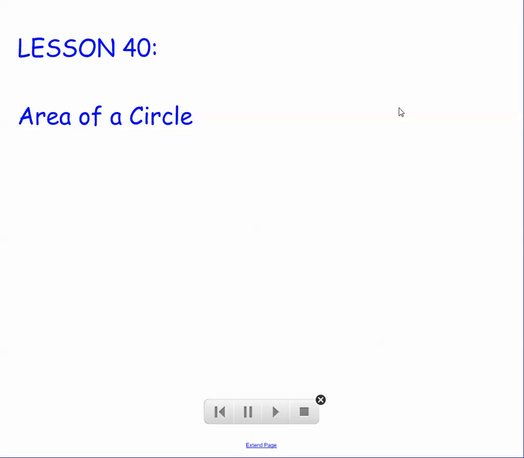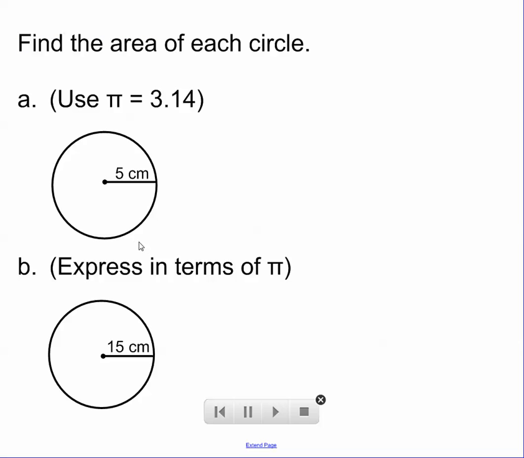Okay, today we're going to do a little bit more with area of a circle. So let's start off here, giving you the formula for area of a circle. It's pi times the radius squared. Pretty simple. We've talked about it a little bit before. Find the radius, square it, multiply it by pi. Okay, we're going to find the area of each one of these circles.